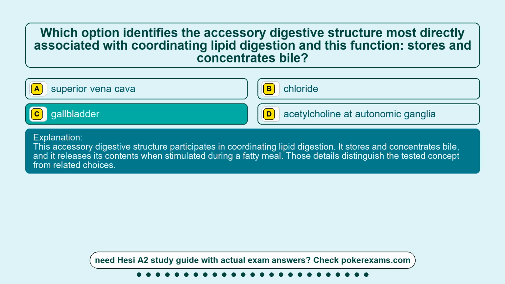This accessory digestive structure participates in coordinating lipid digestion. It stores and concentrates bile, and it releases its contents when stimulated during a fatty meal. Those details distinguish the tested concept from related choices.